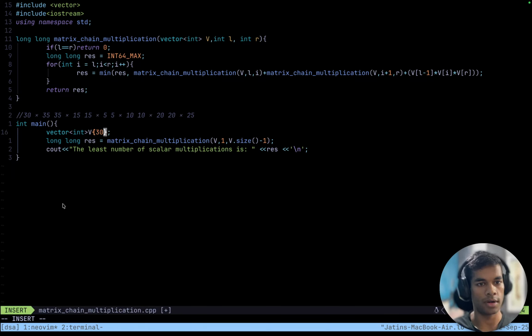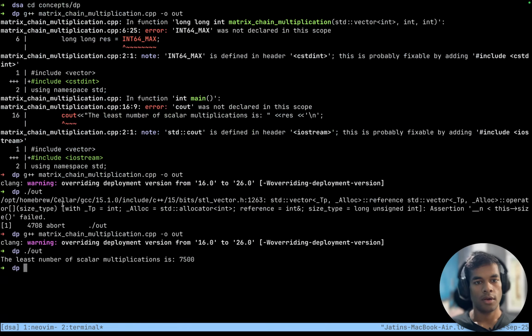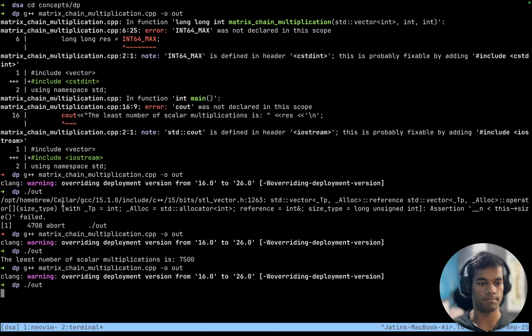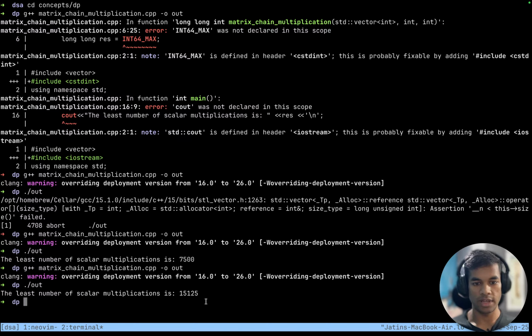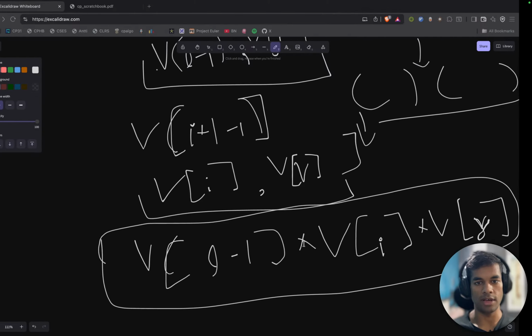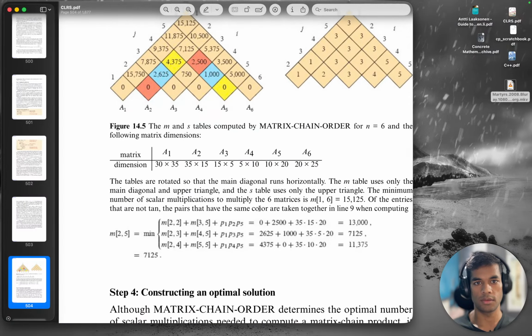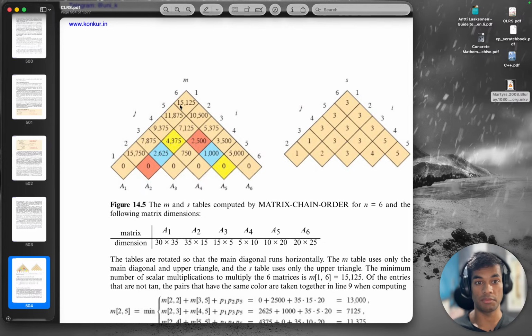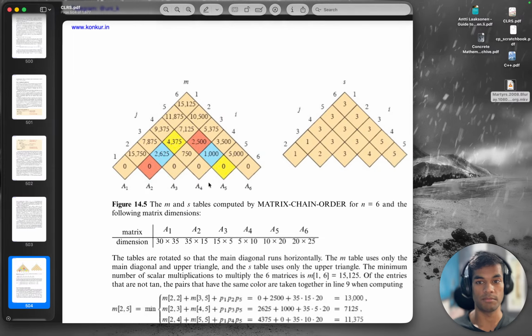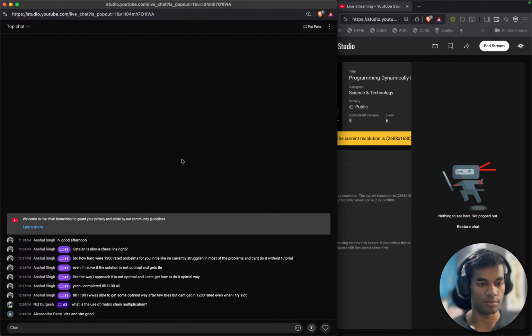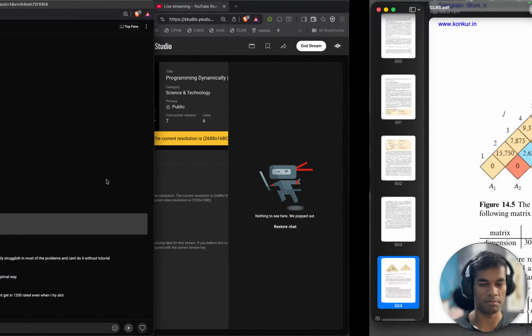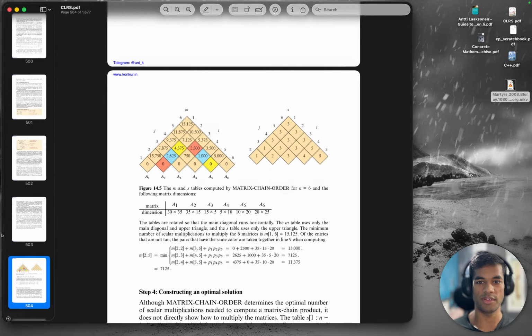First one 30, then 35, then 15, then 5, then 10, then 20, then 25. Okay, let's see what our program says. It is 15,125. Is it correct? It is actually 15,125. So that is pretty cool. CLRS and Vim, good. Yep, CLRS is amazing and Vim is amazing.